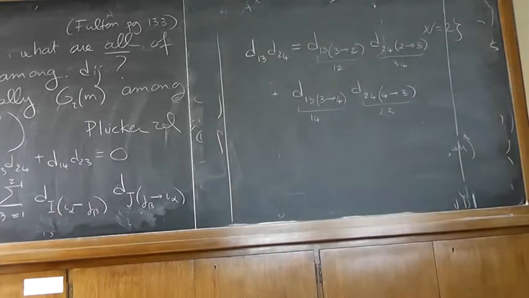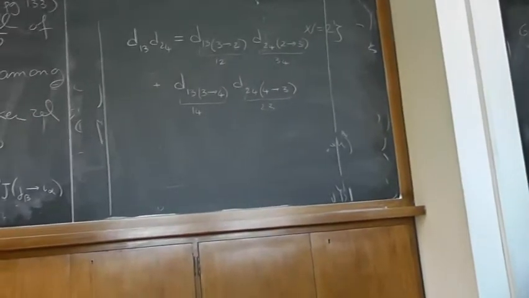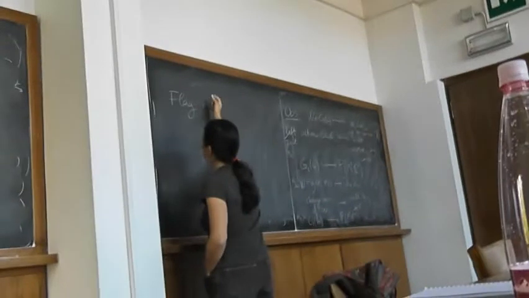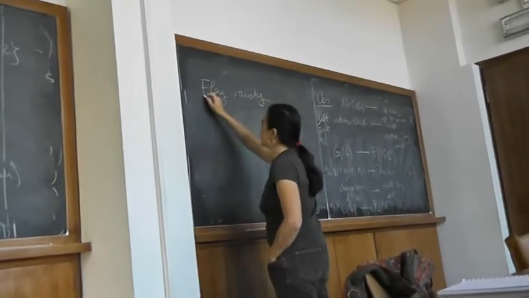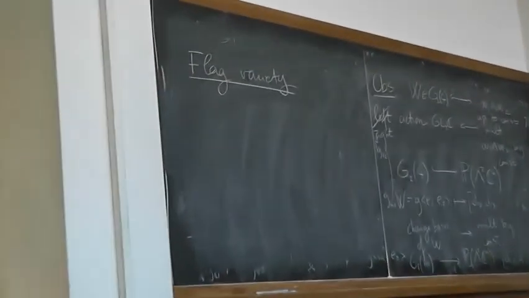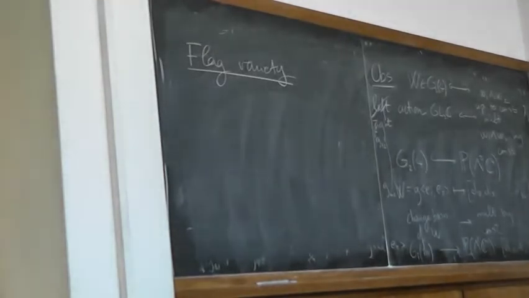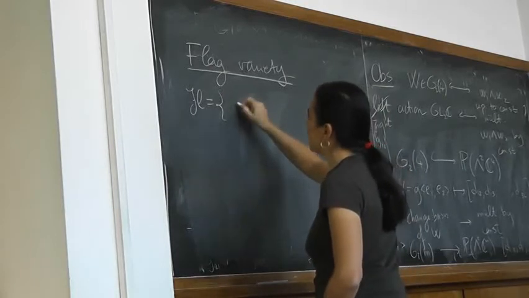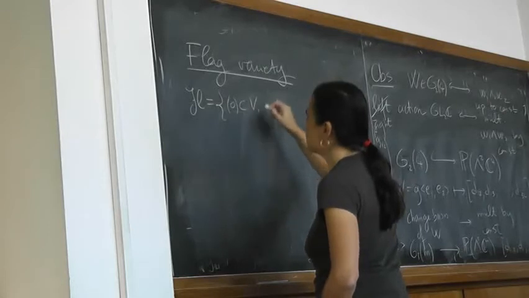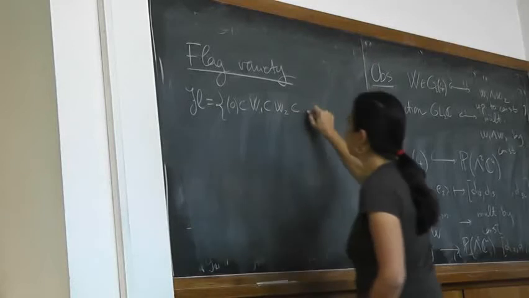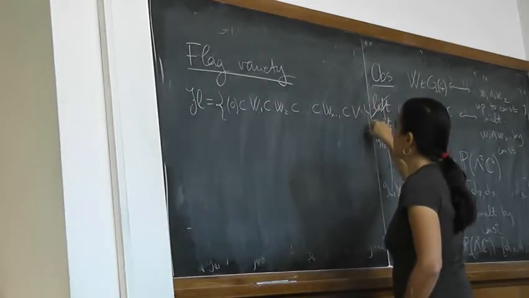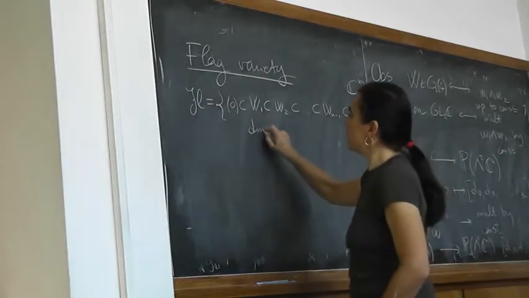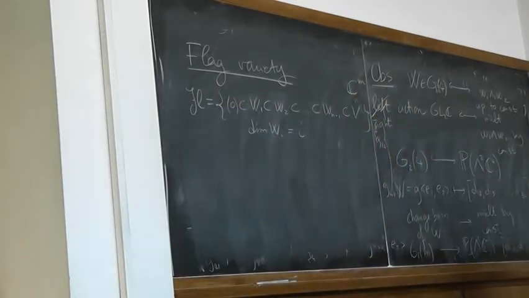Now what is the flag? So the flag is worse, because the flag variety. So instead of looking at the Grassmannian, the r-dimensional spaces in C^m, you're looking at more. Let me write the flag like this. You have 0, and then you have W1 and W2, up to W_{n-1}, and then V = C^m, we decided. The dimension of your Wi is equal to i. So this is called the full flag.